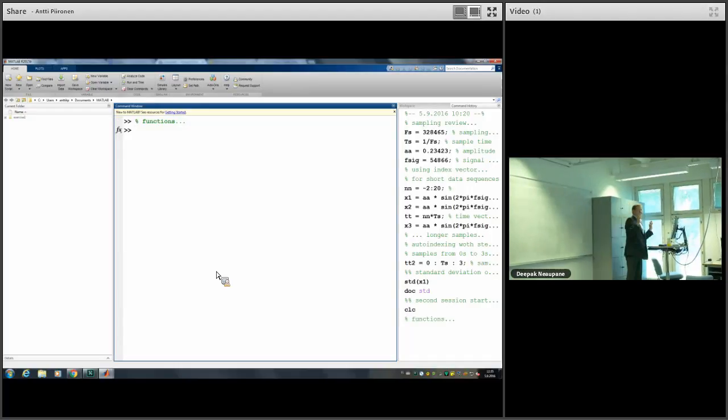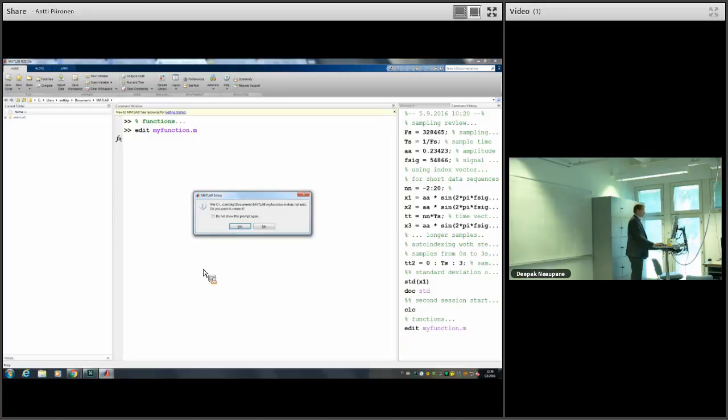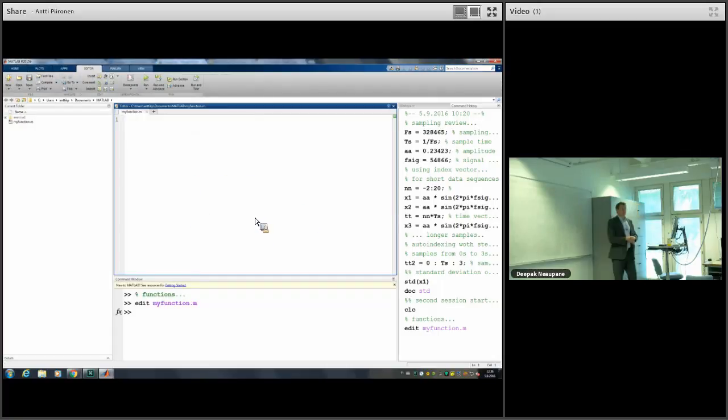So, a simple function. We can start it directly by editing. So edit, say, my function dot m. MATLAB functions are saved as m files. .m means MATLAB, either script or function. Does not exist. Do you want to create? Yes, I want to create. There we go. Same thing happens on Octave, I think.